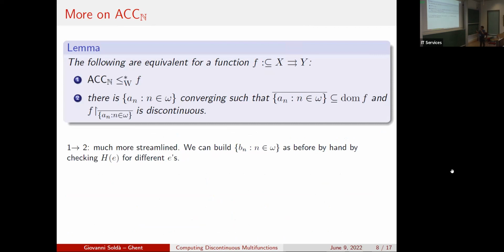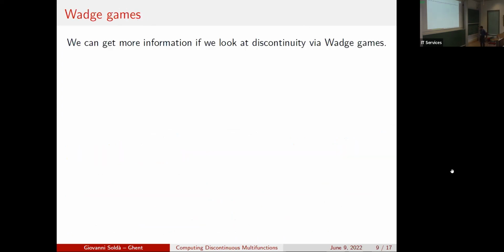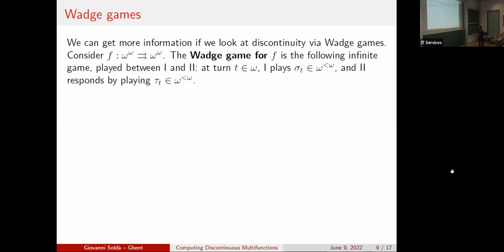So if f computes ACCN, then in particular it computes the other guy, which satisfies the hypothesis that we wanted to satisfy. But we can actually say more if we look at equivalent formulations of discontinuity. For instance, if you look at discontinuity via Wadge games. Just to remind what Wadge games are: consider f from Baire space to Baire space. The Wadge game for f is the following game.